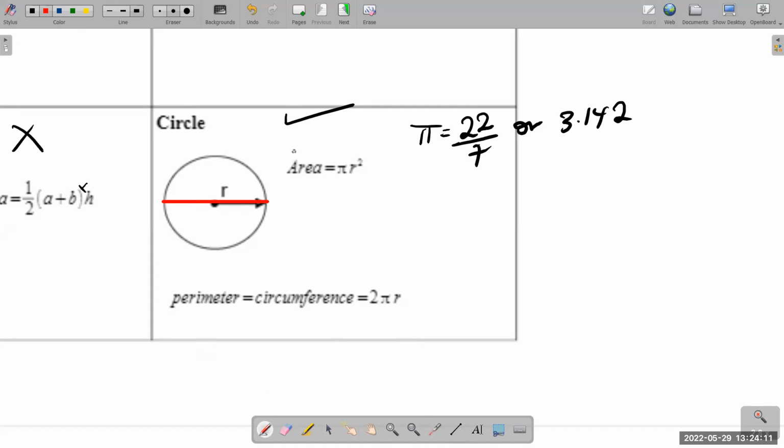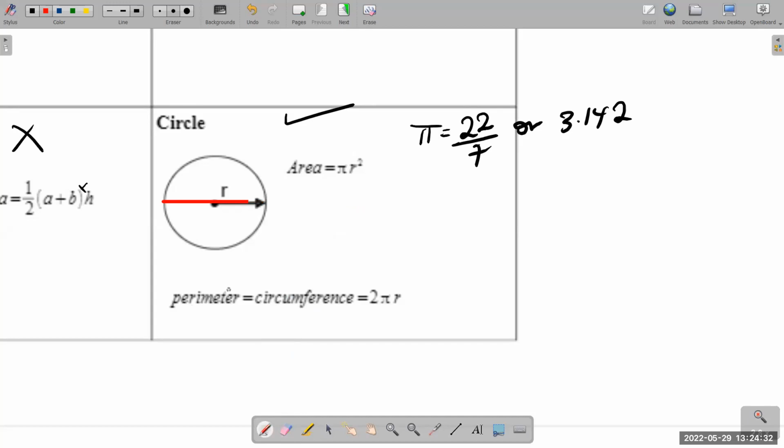You've got to divide by 2 because the diameter is equal to 2 times the radius. So if you want to find the diameter from the radius, you multiply by 2. If you want to find the radius from the diameter, you divide by 2. Don't ever forget that. Please, please, please.